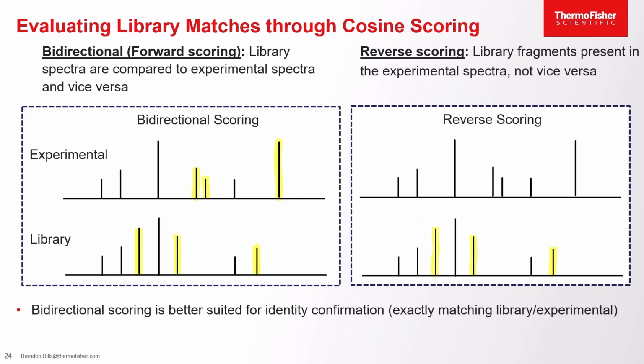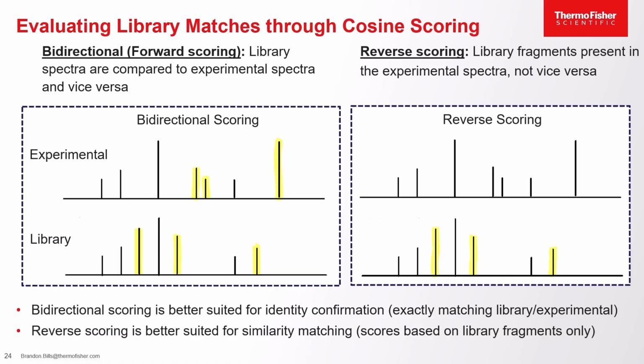Reverse scoring is better suited for similarity matching. In similarity matching, you just want to know, hey, does this experimental spectra have all of my library fragments? Because my library fragments tell me the pieces of the structure that I'm looking for in the experimental. By doing it this way, if you have additional peaks in your experimental, say from an additional functional group being added on, you're not going to lose points for those extra fragments that are then generated.